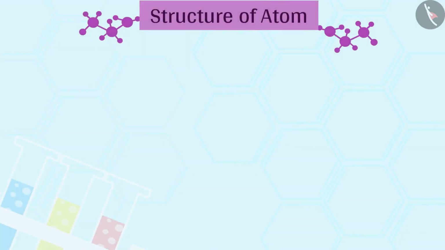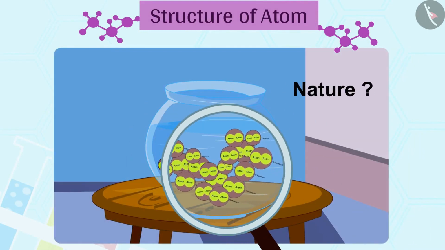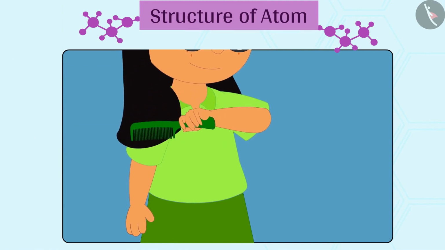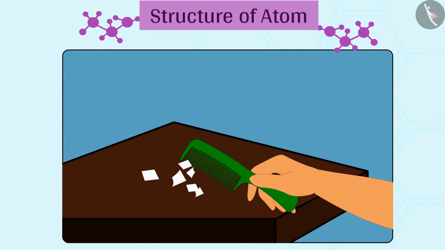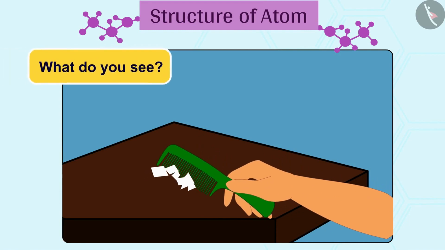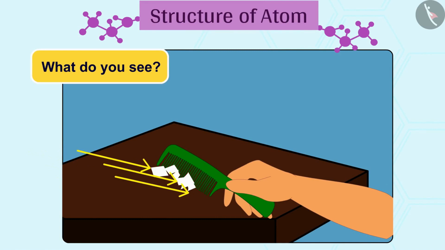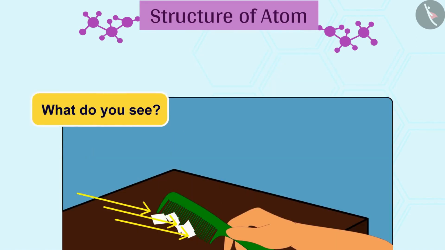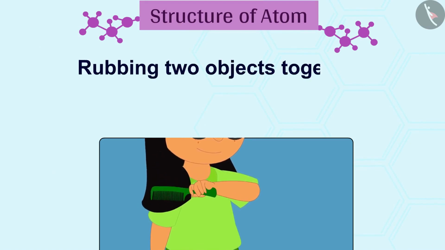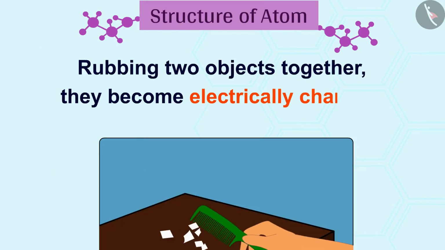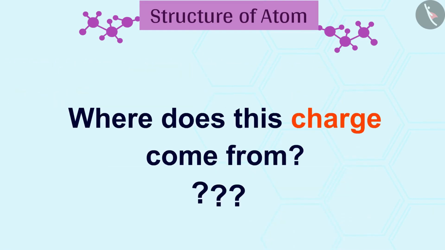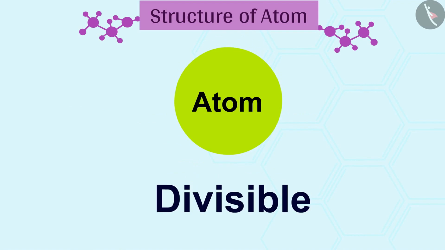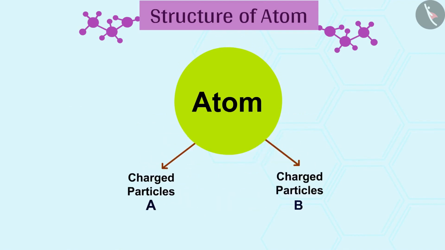Let us do an activity to know the nature of particles in matter. Comb dry hair. Now, move this comb close to small pieces of paper. What do you see? Yes, the comb attracts small pieces of paper. We conclude that on rubbing two objects together, they become electrically charged. Where does this charge come from? This question can be answered by knowing that an atom is divisible and consists of charged particles.